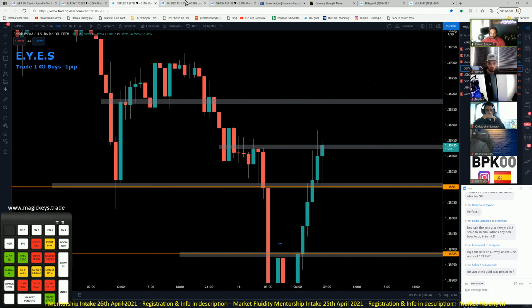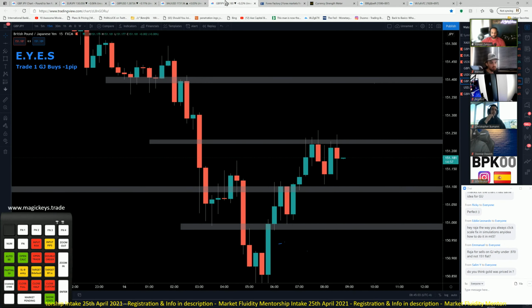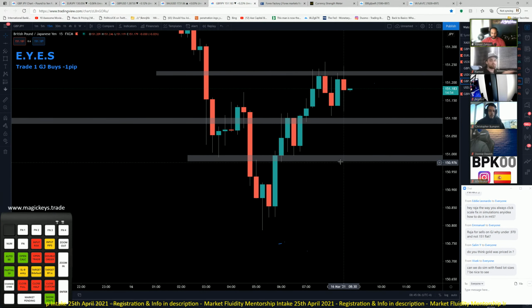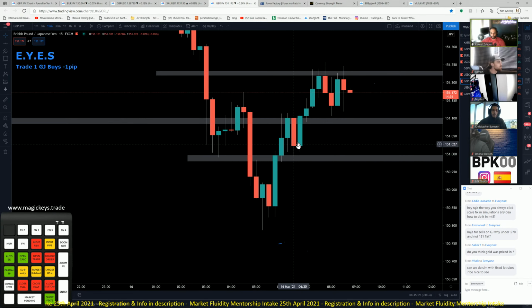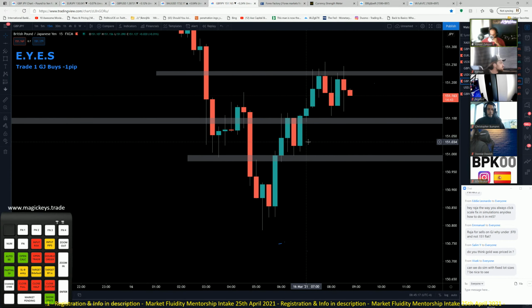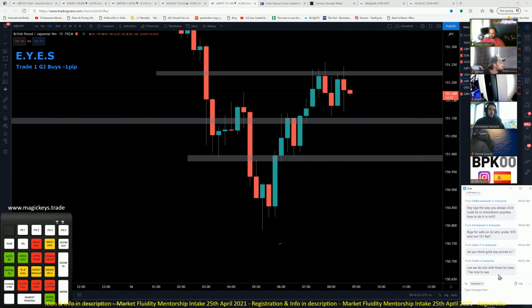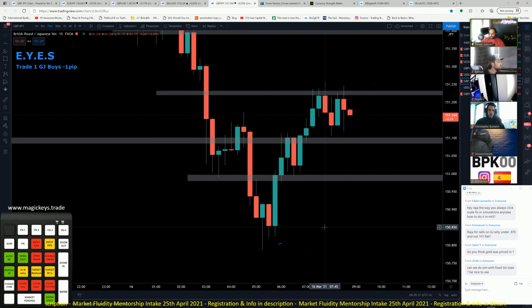For GJ sells, why under 970? The reason I'm looking for sells under 970 is because we have this clean candle that went up, and this is still a consolidating area over here, which is why. Can we do simulation with fixed lot sizes? Yeah, we can, but the whole point of simulating is to understand market structure and how it moves. The lot size is really irrelevant when you trade. You can use whatever lot size you want, but we'll try.